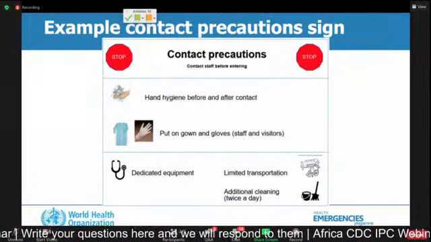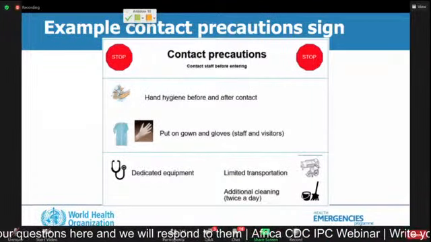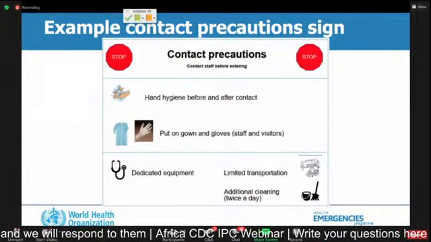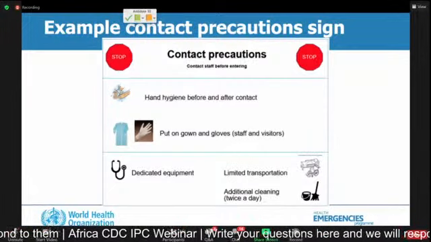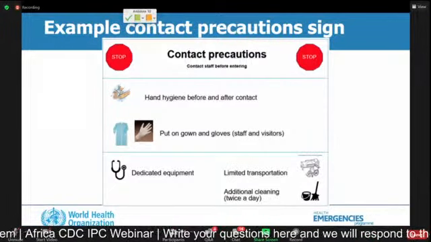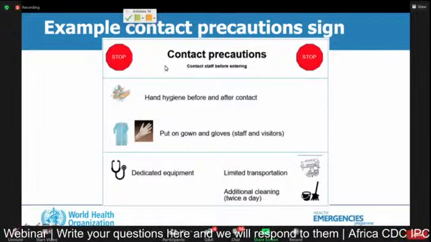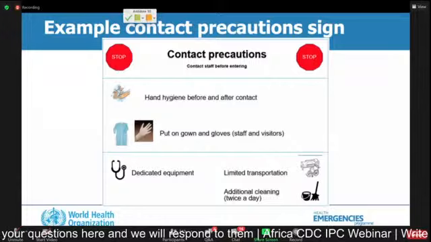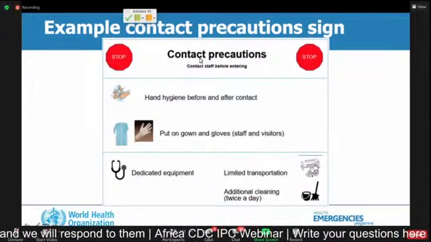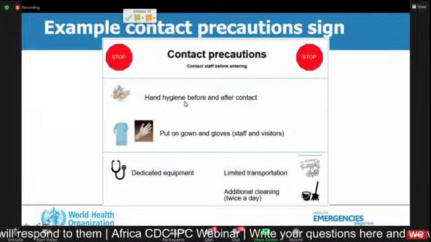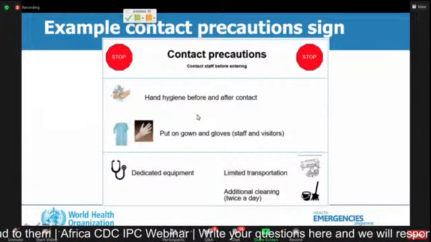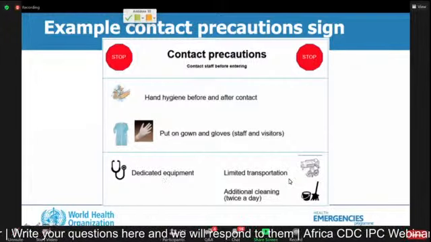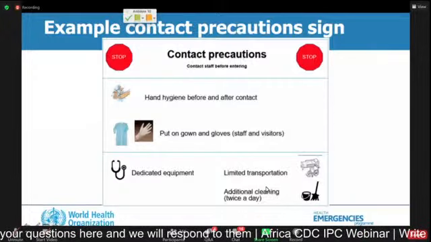So when a patient is isolated, we need to make sure that there is some signage that is communicating which type of precaution needs to be put in place. And this is an example of a precaution sign that we can put on the door of a patient who is isolated. Here it gives us the type of precaution, which measures need to be in place: hygiene, wearing of gown and equipment, limiting transportation, and having additional cleaning.